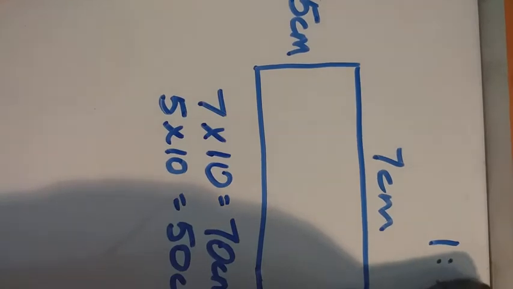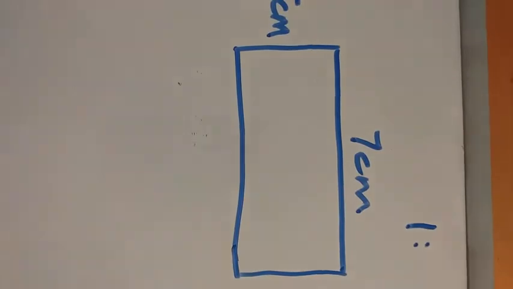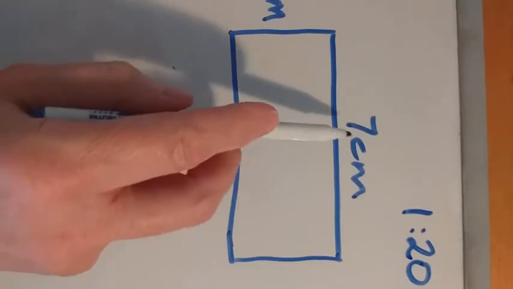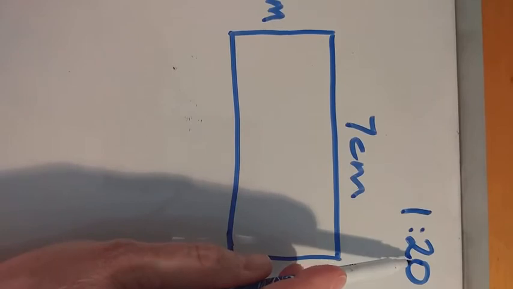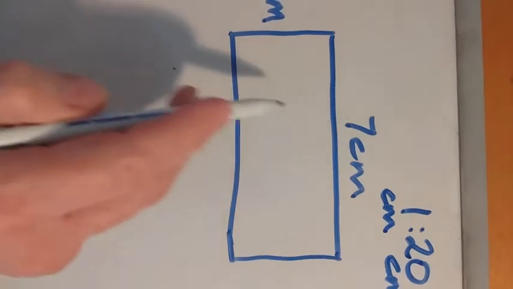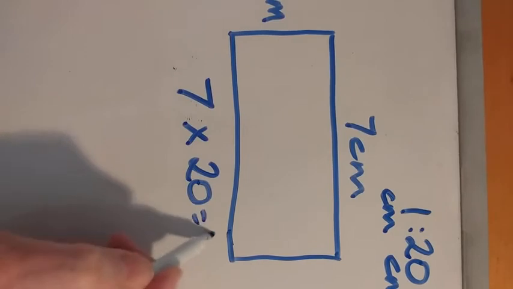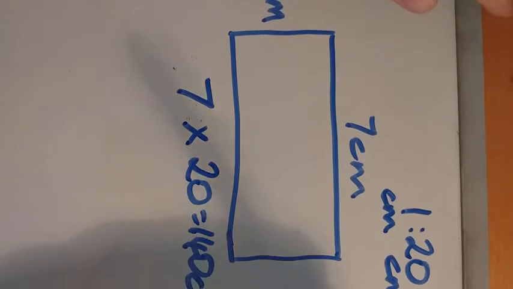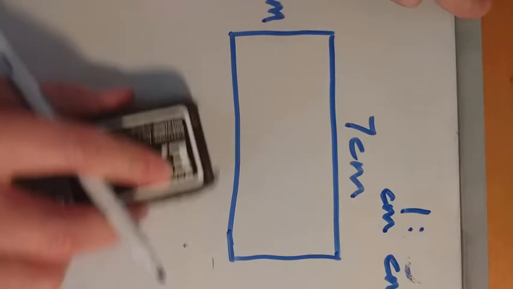But say, for instance, the scale was a little bit different, and say the scale was 1:20. So that would mean that this time every 1 centimetre here stands for 20 centimetres in reality. So that's 1 centimetre is to 20 centimetres. So I've got 7 centimetres here, so 7 this time multiplied by 20 is going to be 140 centimetres in reality.